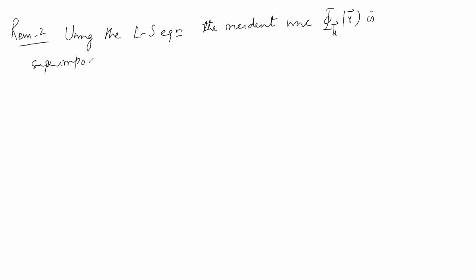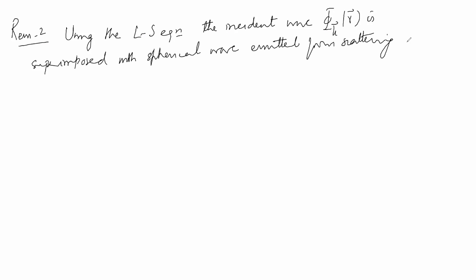Using the Lippmann-Schwinger equation, the incident phi k r is superimposed with spherical waves emitted from scattering at position r prime in the target.